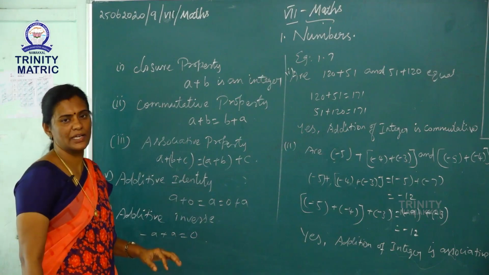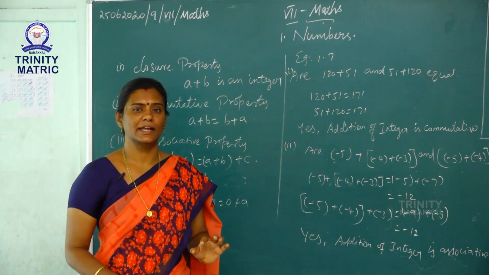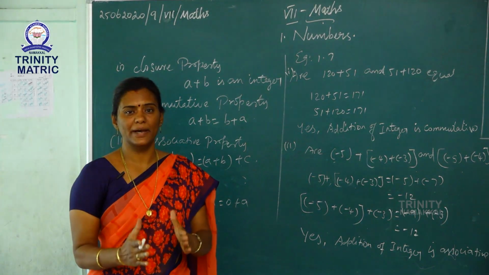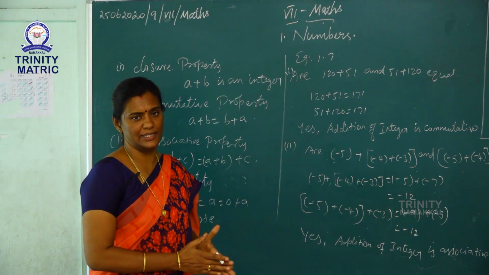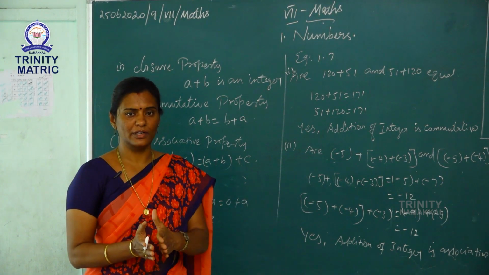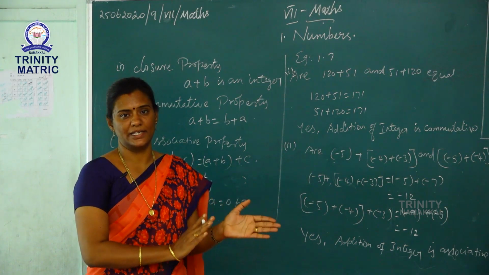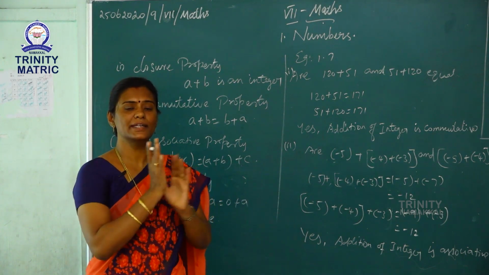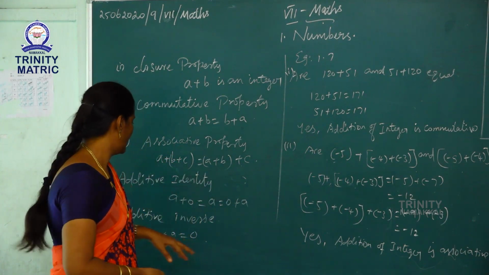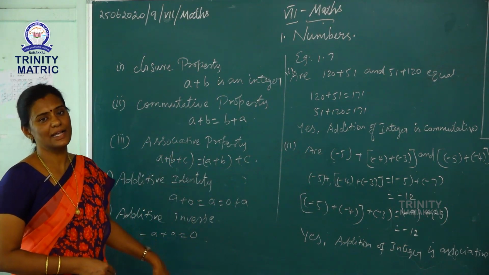Then additive inverse. On the number line, in the integers, every number has its opposite integer. For example, the opposite integer of 4 is minus 4. The opposite integer of 10 is minus 10. The opposite integer of 9 is minus 9. Like that, the opposite integer of a is minus a.